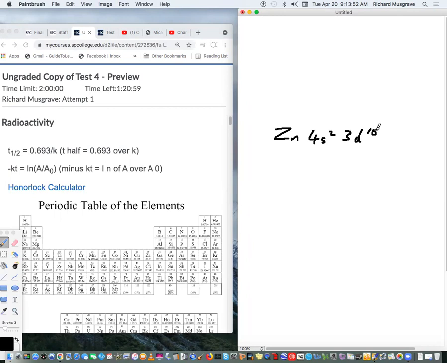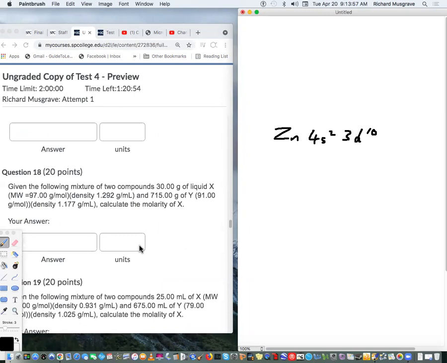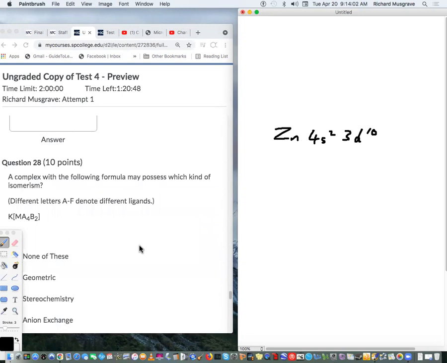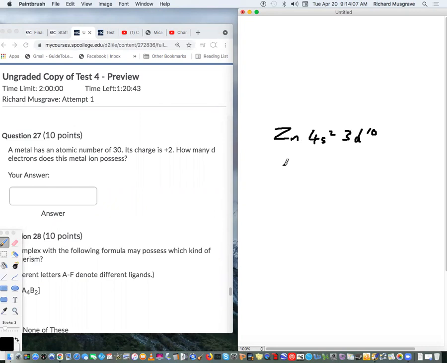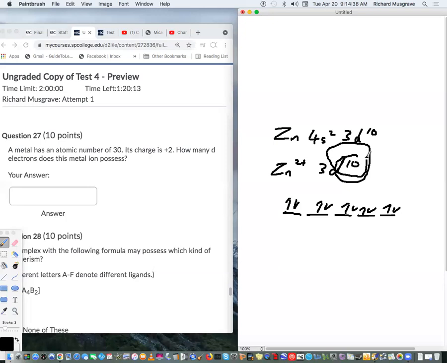Is everybody okay with that? Anybody have any questions? So the charge, it says here, is 2+. So it's going to be zinc 2+, which means it's going to be 3d10 because the s electrons are the first to go. And of course, that would mean that it's all full: 1, 2, 3, 4, 5, 6, 7, 8, 9, 10. So the question is how many d electrons does this possess? Well, it possesses 10. That's the answer. Anybody have any questions?